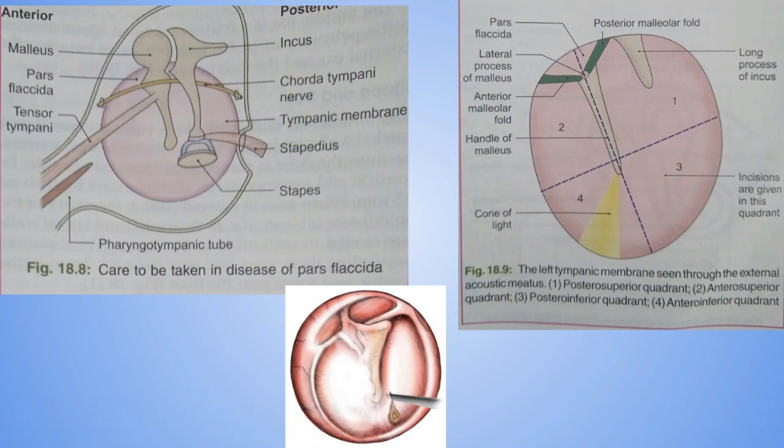In giving an incision, it has to be remembered that the chorda tympani nerve runs downwards and forwards across the inner surface of the membrane, lateral to the long process of the incus but medial to the neck of the malleus. If the nerve is injured here, taste from most of the anterior two-thirds of the tongue is not perceived. Also, salivation from the submandibular and sublingual glands gets affected.